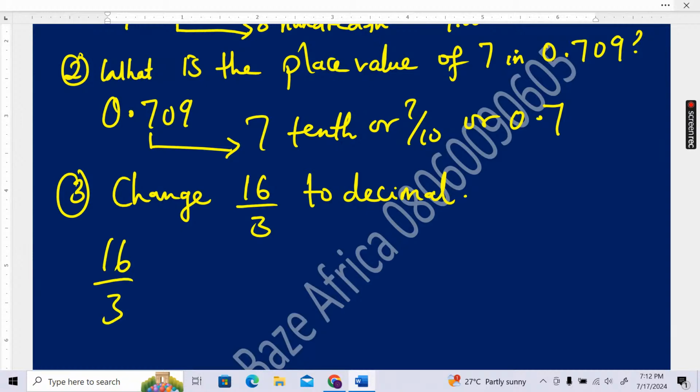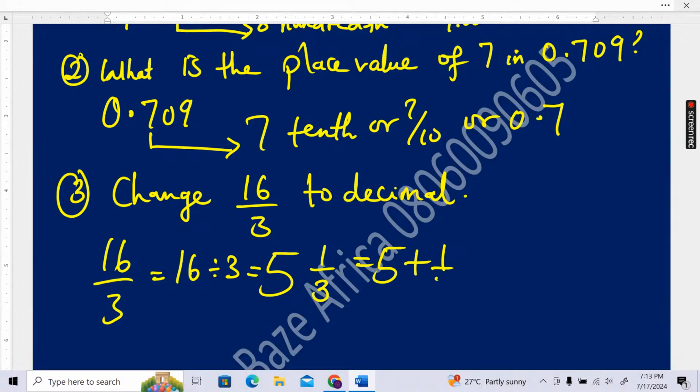16/3 converted to decimal. Change it to a mixed number first. 16 divided by 3 will give you 5 whole number, because you can divide 16 by 3 and you will get 5. But there is a remainder. The remainder is 1, then over the denominator. So this means 5 plus 1/3.